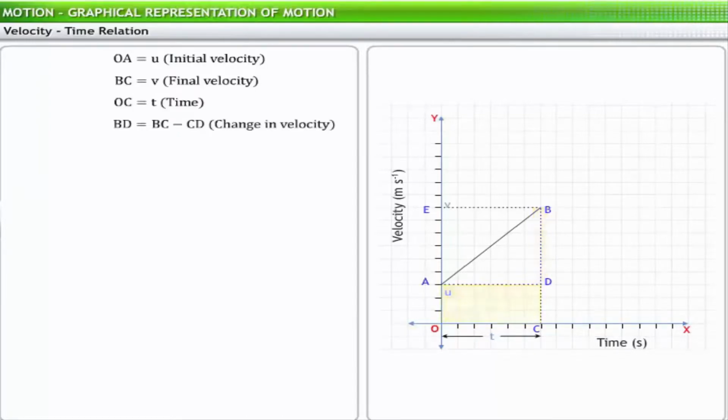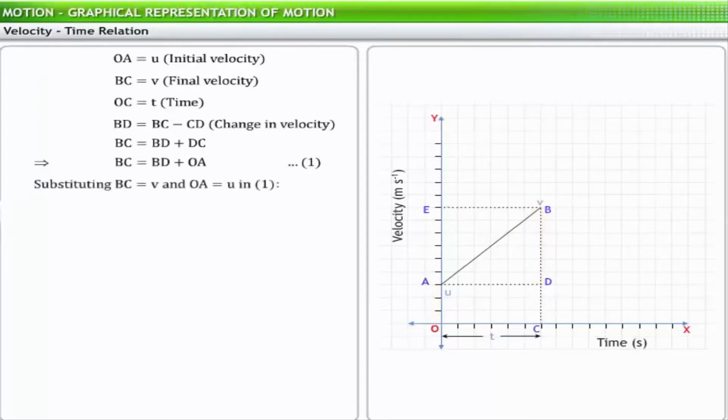OADC being a rectangle, OC is equal to AD, and hence AD also represents the time t. BC is equal to BD plus DC, which is equal to BD plus OA. Let's call this equation 1. Substituting BC is equal to v and OA is equal to u in equation 1, we get v is equal to BD plus u, or BD is equal to v minus u as equation 2.